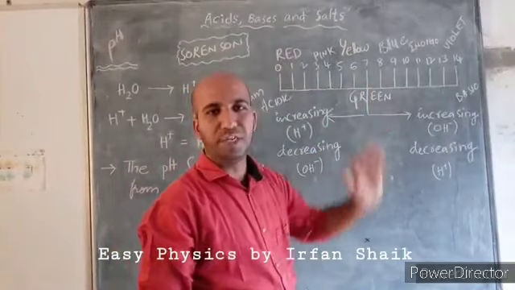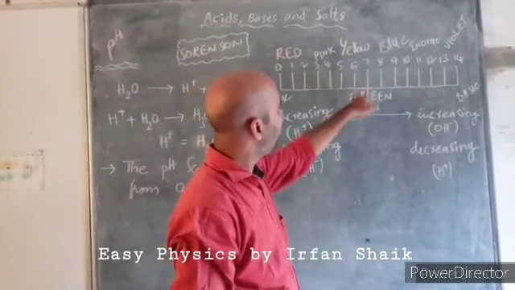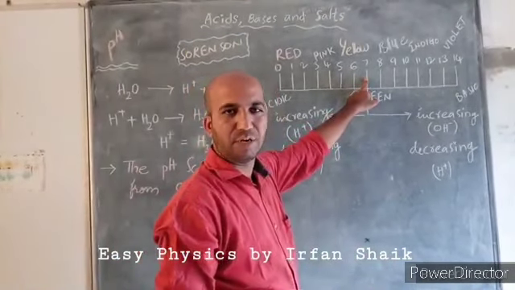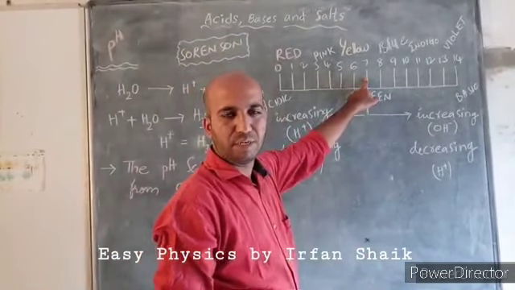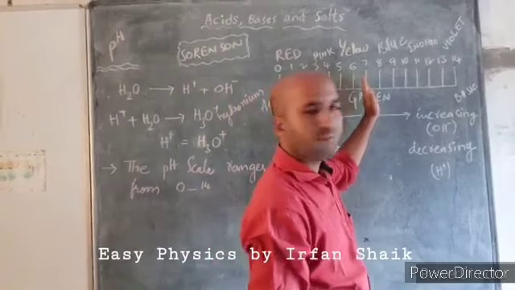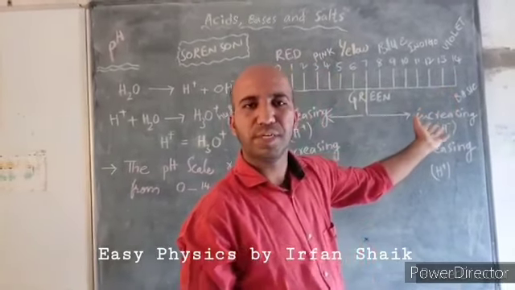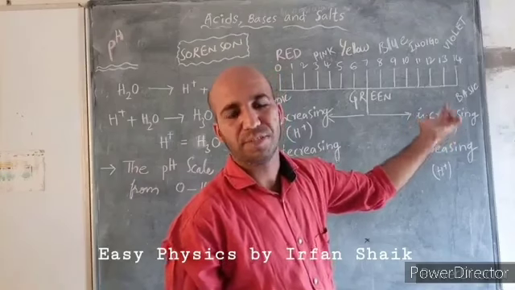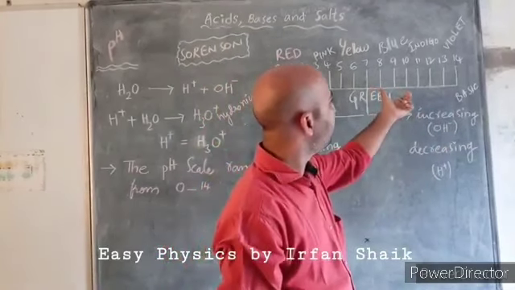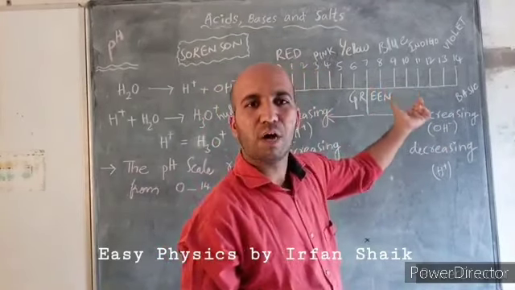So in these 14 divisions, the middle one is 7. This 7 indicates neutral. From 0 to less than 7, these values indicate the acidic nature. And from greater than 7 up to 14, these values indicate the basic nature. This basic nature is also called alkaline nature.